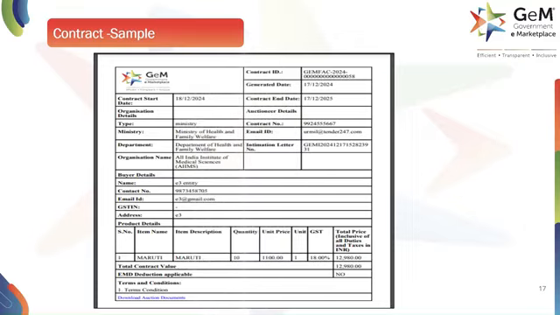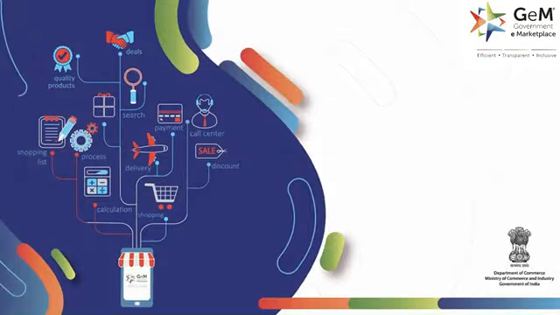The system will now generate a contract document. This is a sample of what the generated contract looks like. It contains all the essential details of the agreement, including the contract ID, dates, buyer details, and a summary of the item and its value. This document serves as a formal agreement between the FA seller and the FA buyer. Now that the contract is successfully created, we can move on to the next step, invoice creation.